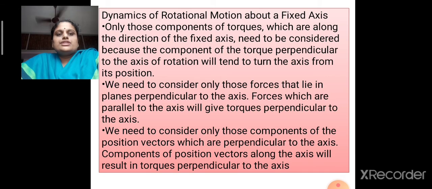And we need to consider only those forces that lie in the planes perpendicular to the axis. Forces which are parallel to the axis will give torques perpendicular to the axis, which will not help in rotation. And we need to consider only those components of the position vectors which are perpendicular to the axis. Components of position vectors along the axis will result in torques perpendicular to the axis.